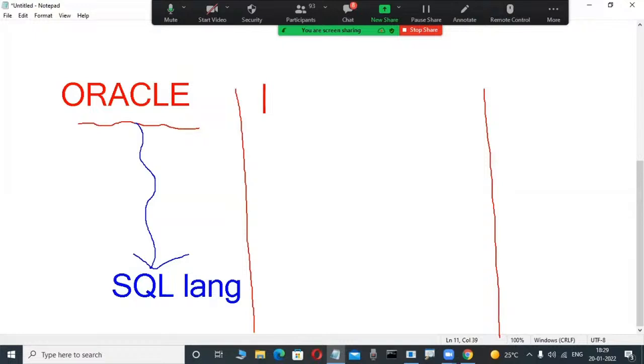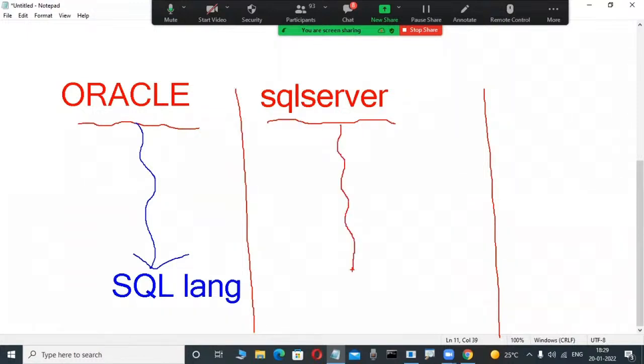That is also a relational database product, from Microsoft. That is SQL Server. Some employees are working on the SQL Server product. That is also a database product, like Oracle, but to operate that SQL Server they use one language only. What is that language? SQL is a language. Observe here.